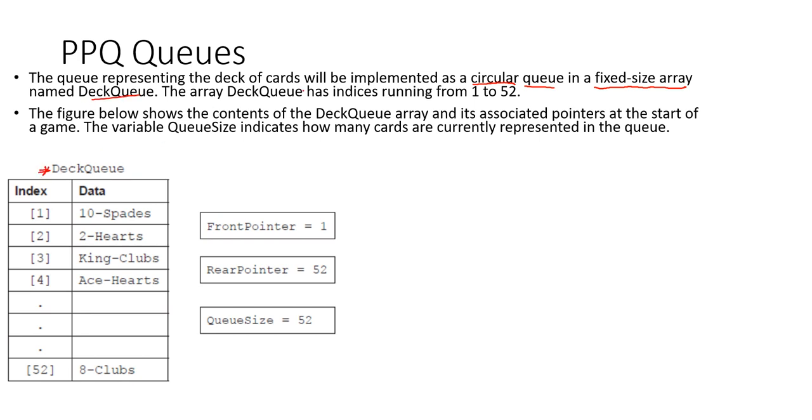There it is, and it has indices running from 1 to 52. So in this question, they've not got a 0-based index. It's going from 1 to 52, so that's something to remember. And then it shows the contents of the array itself and the associated pointers: the front pointer, rear pointer, and queue size.